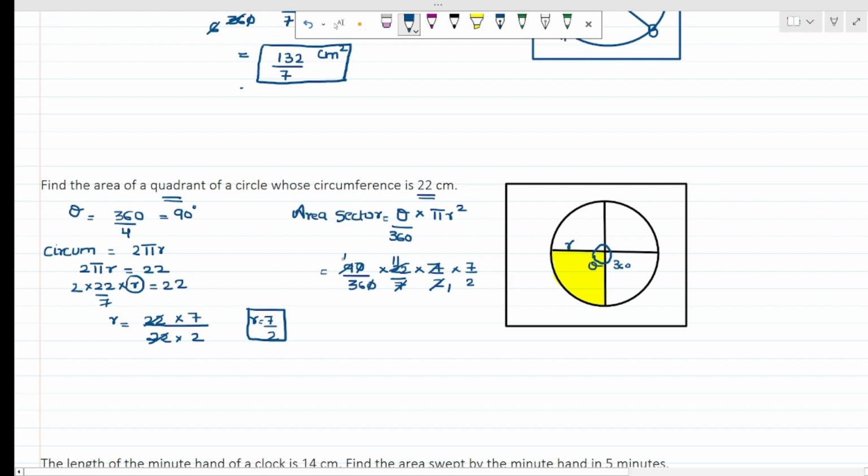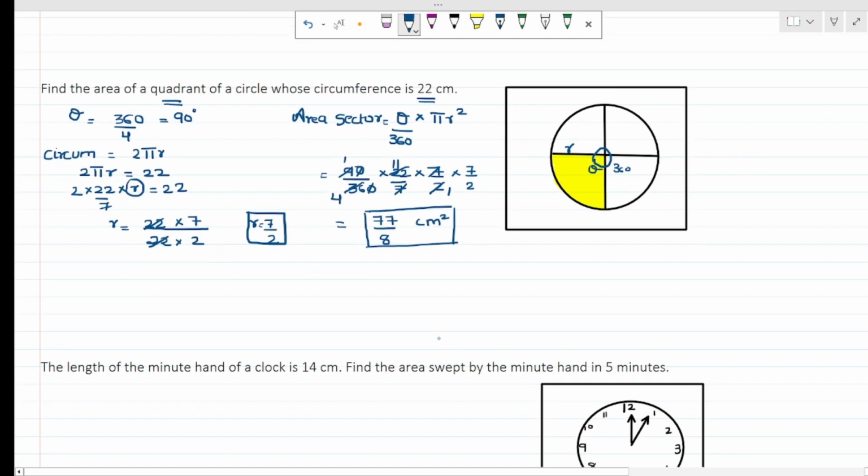9 ones are 9, 9 fours are 36. So, what is your answer? 7 times 11 gives you 77. And 4 times 2 gives you 8. So, your answer is 77 by 8 centimeter square. Is it clear? This is the second example for your area related to circle.